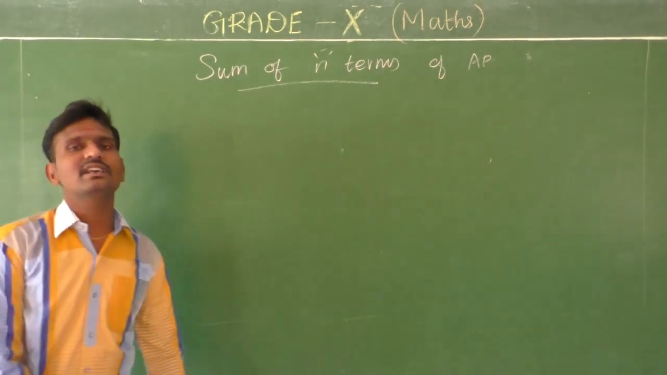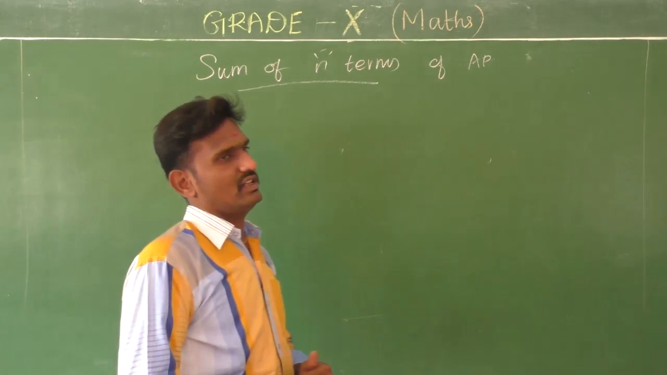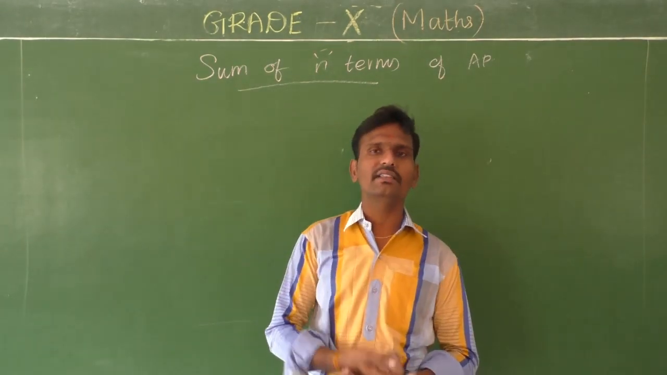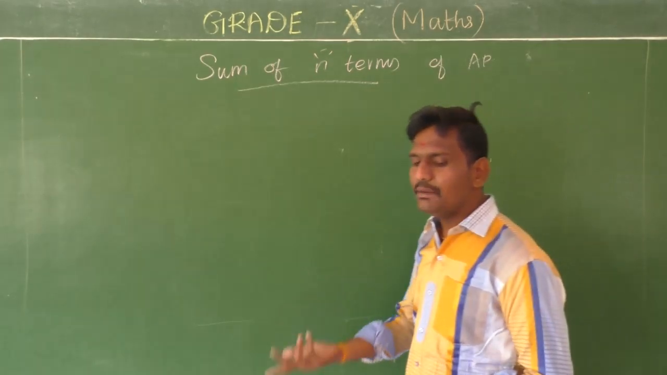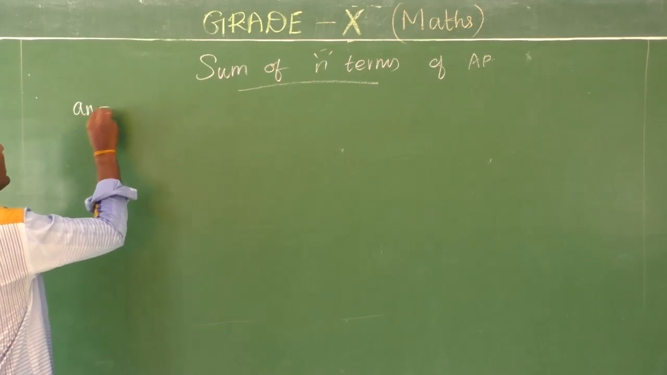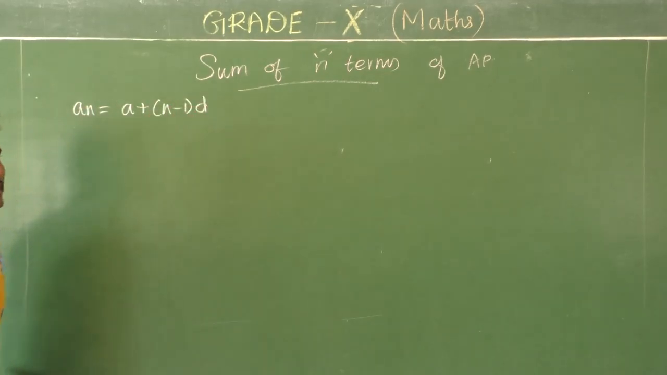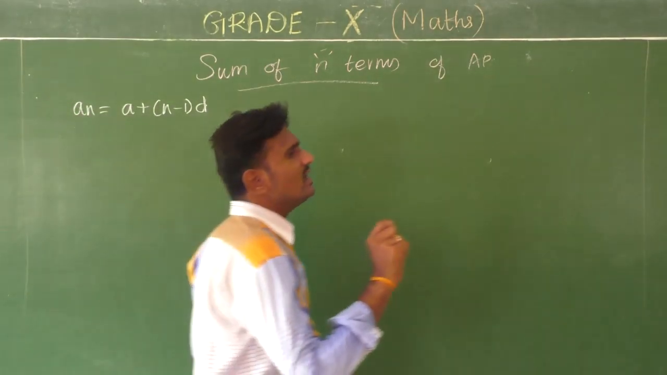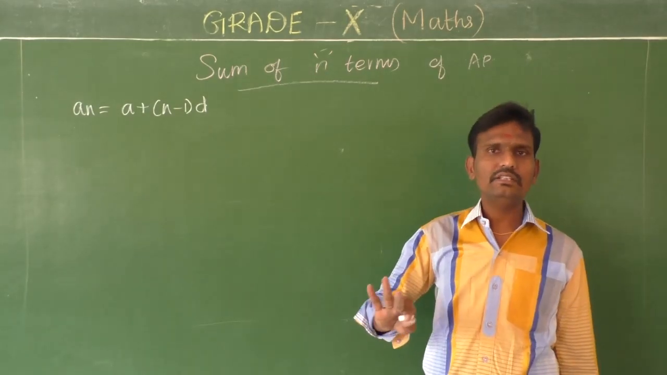In this exercise you have only two formulas, along with the previous two formulas. What are the formulas from the previous exercise? The nth term, AN equals A plus n minus 1 into D. This is your nth term formula. And the common difference, D equals A2 minus A1.